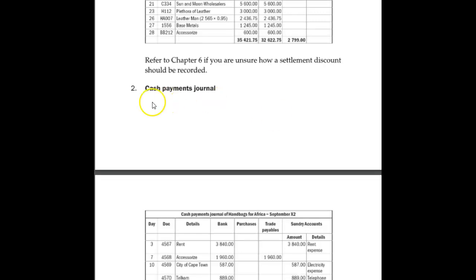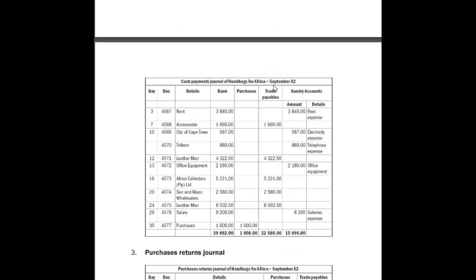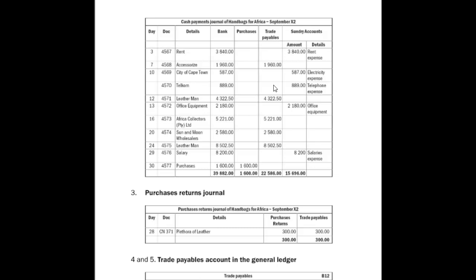Now, why do they have CPJ also? Remember, you can buy on credit or you can buy for cash. I can go to my supplier and say, okay, I need to buy 100 Rand worth of stock on credit or 100 Rand worth of stock on cash. So for that, I'm in CPJ. You use the CPJ when you're buying on cash. So if I want to buy, let's say, 100 Rand worth of stock on cash, I will go to here.